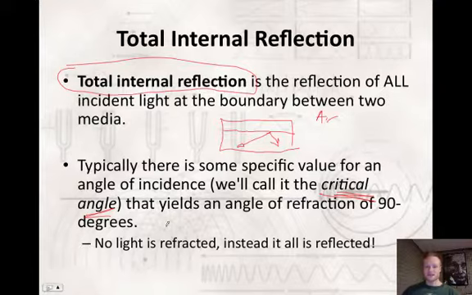There are a lot of R words here, but that's what we're looking at for today: this idea that light cannot escape the media that it's in if you shoot it at the media at a certain angle. We're going to call that the critical angle.